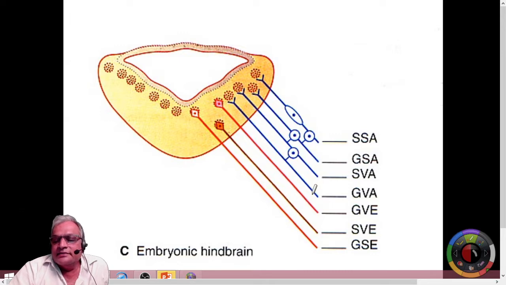The vagus can also supply the musculature that is derived from the branchial arches. It can also supply the smooth muscle of the viscera. It can supply the glands of the head and neck and viscera. So they can have multiple functional columns that contribute to that particular nerve. So that's the difference between the medulla and the spinal cord.